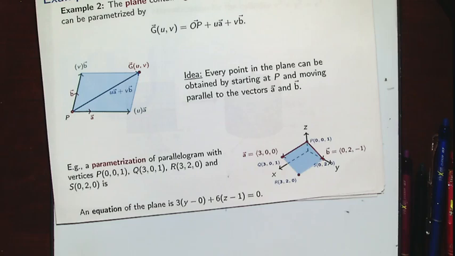What I want you to notice, it's a graph of a function. You're parametrizing a graph of a function. So you can take x to be the first parameter, y to be the second parameter, and then f of x and y to be the z value. Fair? Everybody okay with that?